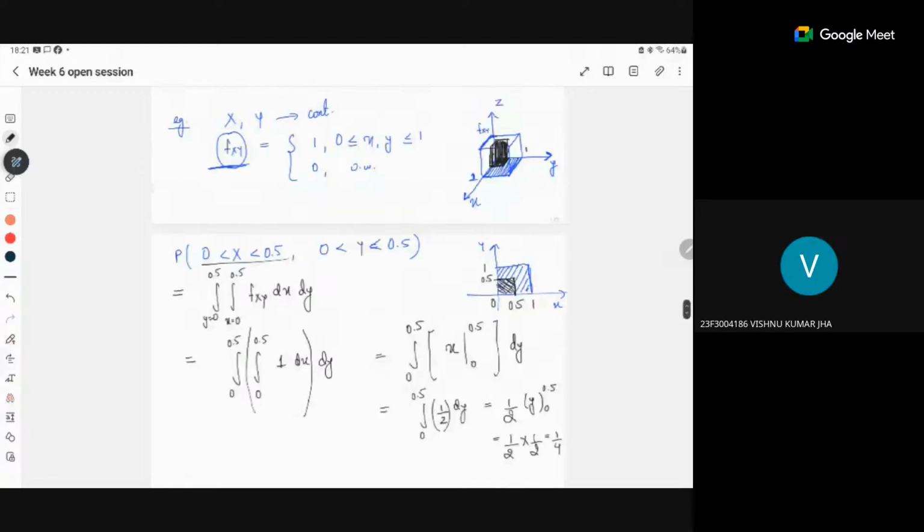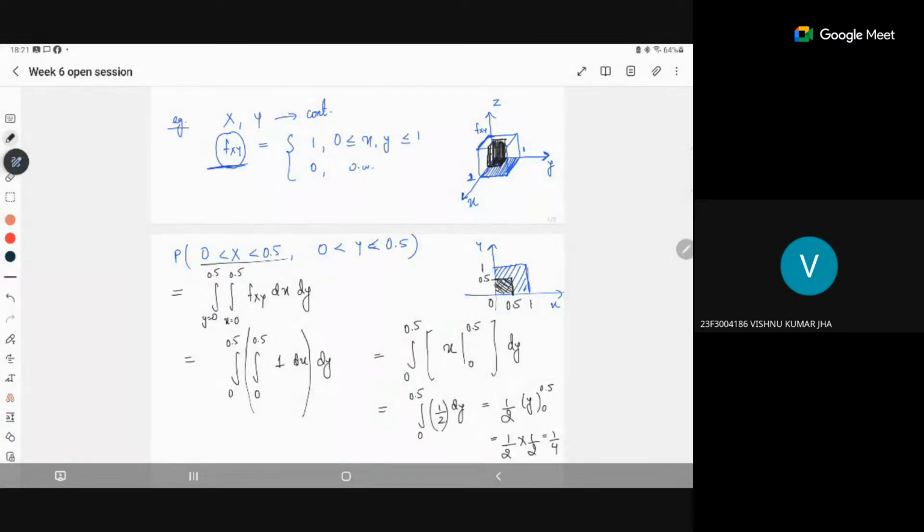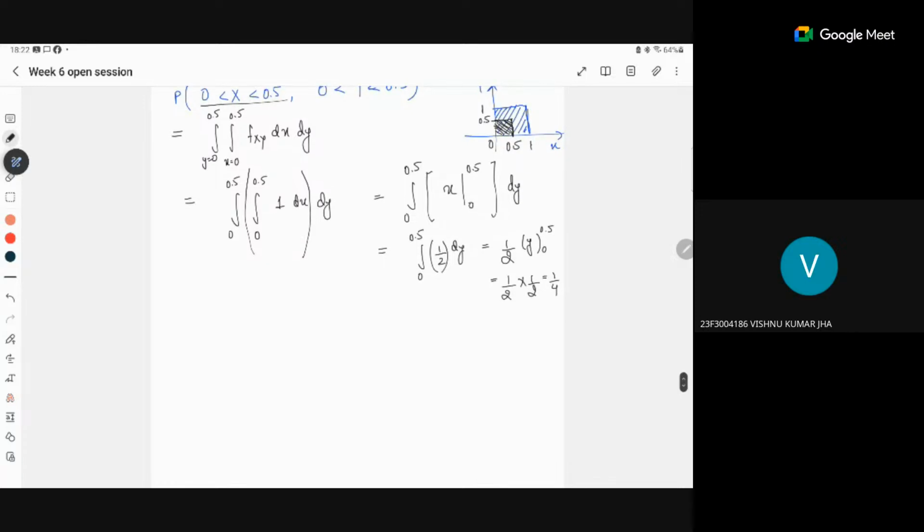Ma'am, here you are taking x and y lie between 0 to 0.5. If they lie between any random values, then we have to do this type of integration also?